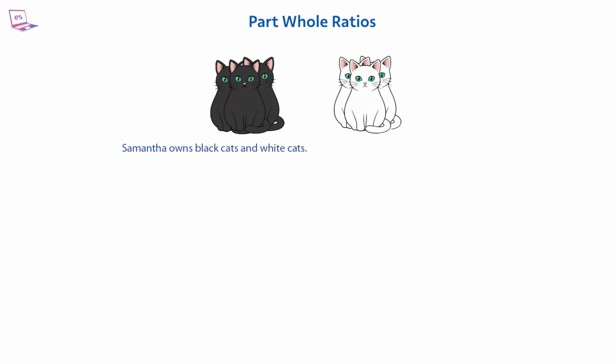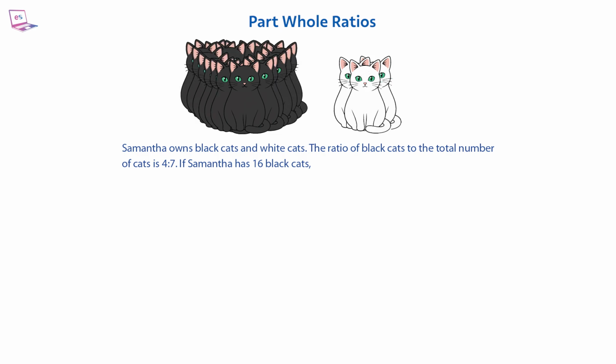Part-whole ratios. In this video, you will learn about part-to-whole ratios. Let's see an example. Samantha owns black cats and white cats. The ratio of black cats to the total number of cats is 4:7. If Samantha has 16 black cats, how many white cats does she have?